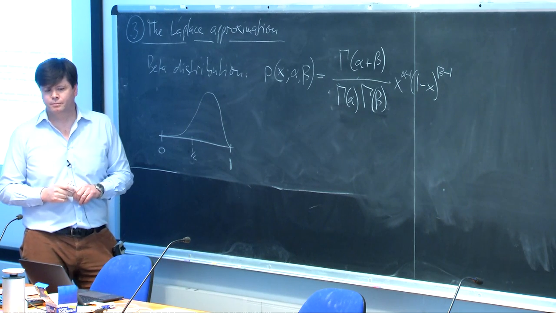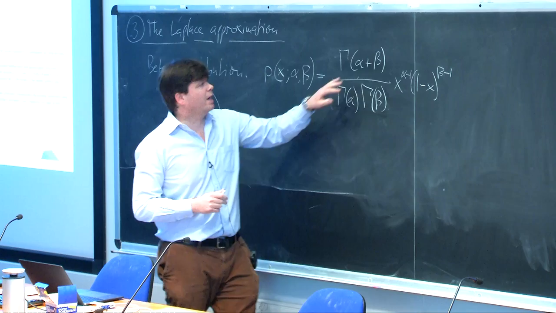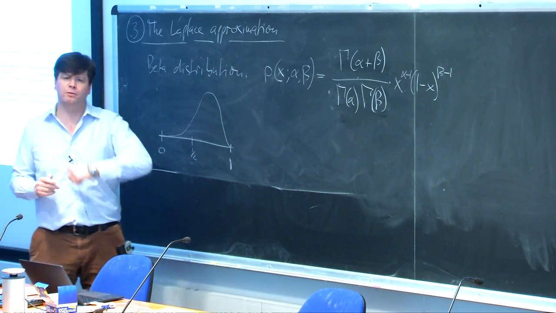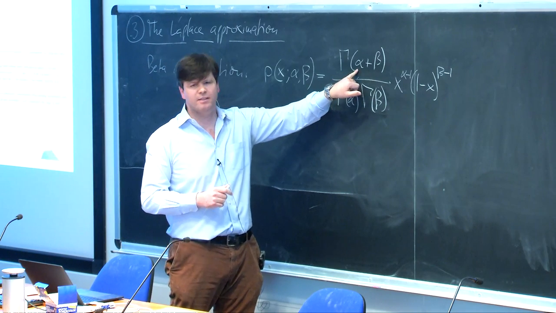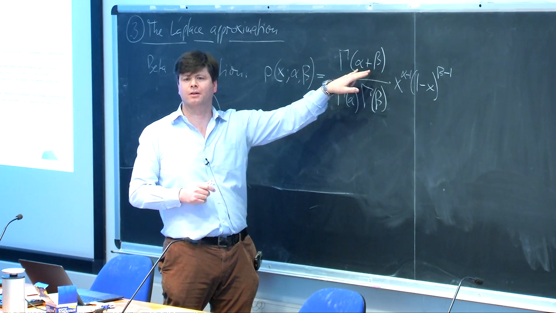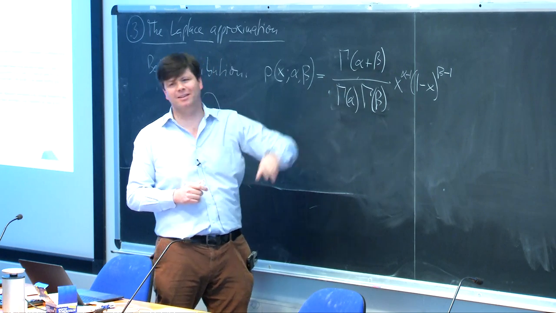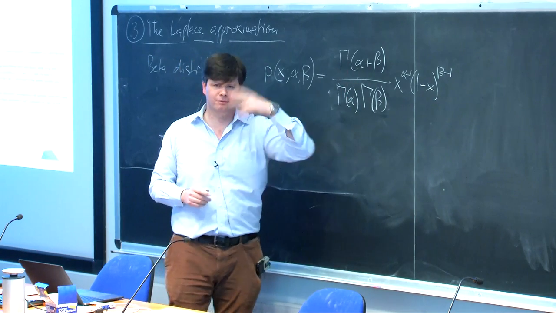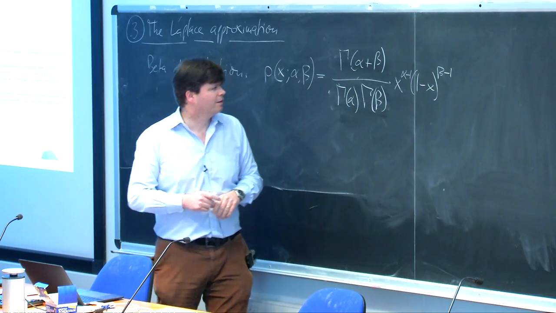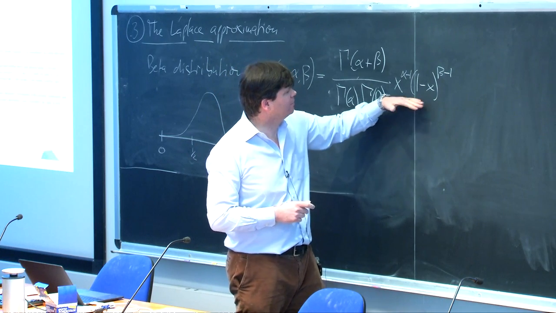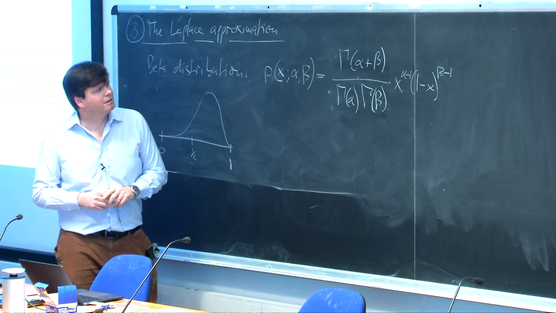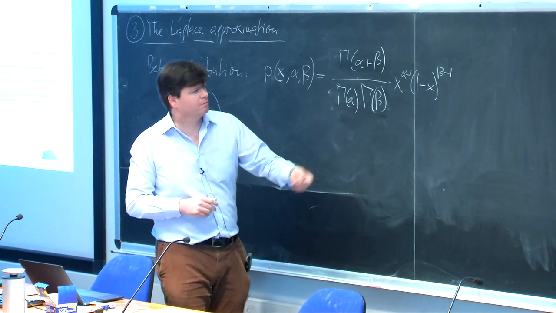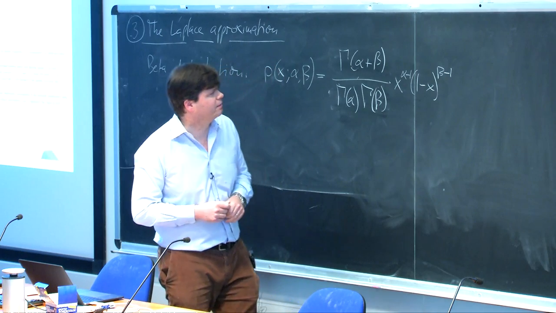So this is your beta distribution. And the interpretation for alpha and beta is you have your two possible outcomes, and you count them. So alpha is your count of heads in the coin toss example, and beta is your count of tails. So alpha plus beta is the number of times you've tossed the coin, and this is how it gets narrower and narrower if you toss your coin again and again.